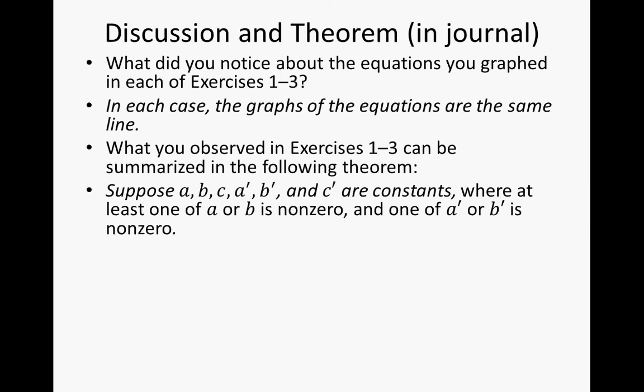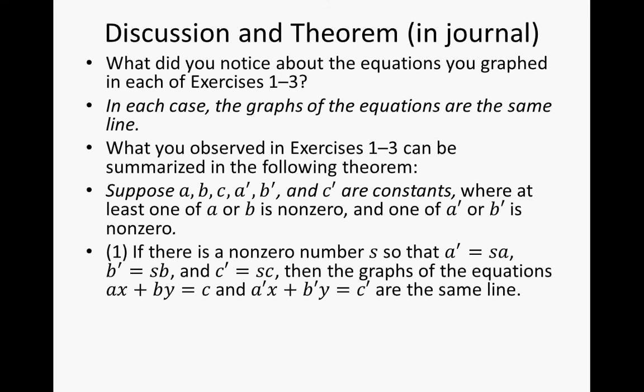Suppose A, B, C, A prime, B prime, and C prime are all constants, where at least one of A or B is non-zero, and one of A prime or B prime is also non-zero. For part 1, if there is a non-zero number s, so that a prime is equal to s times a, b prime is equal to s times b, and c prime is equal to s times c, then the graphs of the equations ax plus by equals c and a prime x plus b prime y equals c prime are the same line.